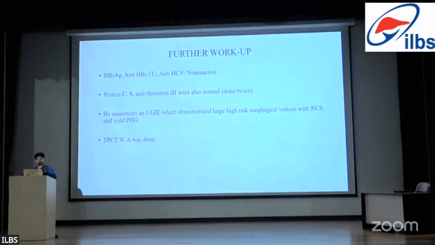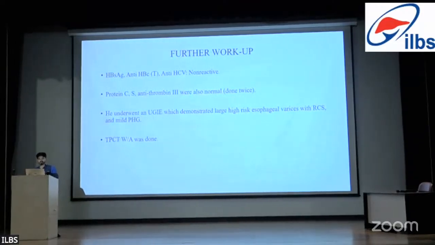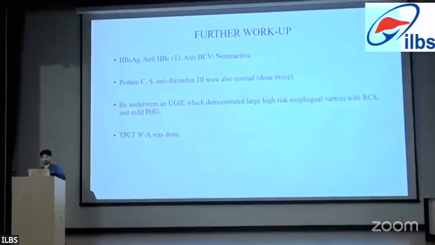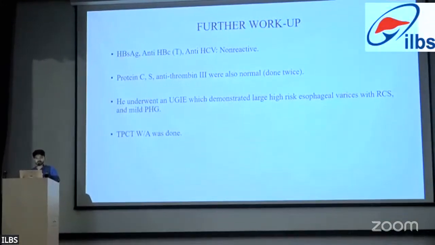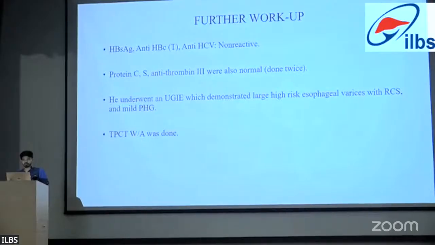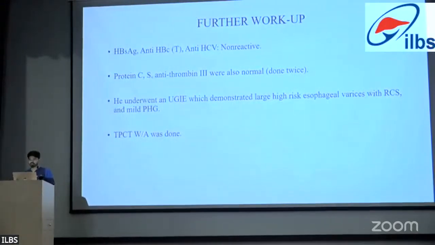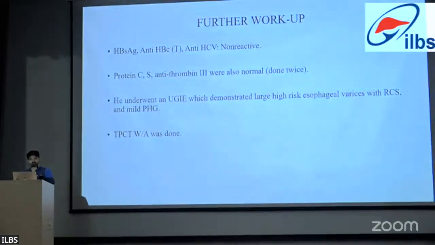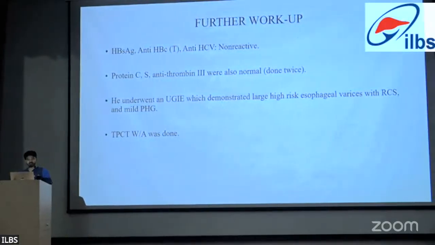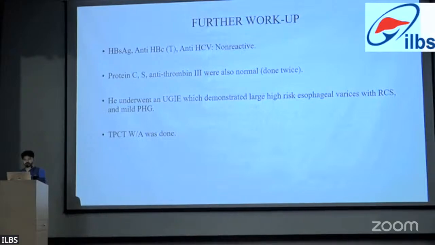On further workup, his viral titers were non-reactive, and his coagulation profile, which was done twice, was normal. So he underwent an upper GI endoscopy, which demonstrated large high-risk esophageal varices with red color signs showing imminent risk of bleeding, and he also had mild portal hypertensive gastropathy. So a CECT whole abdomen was done.